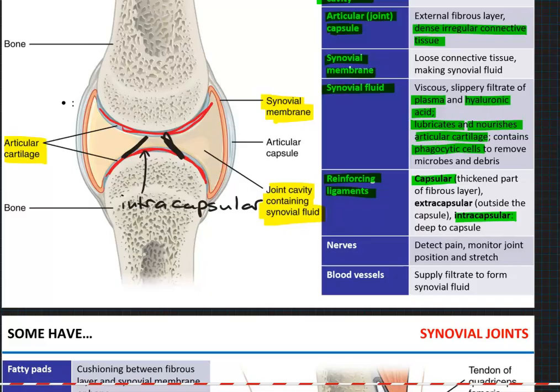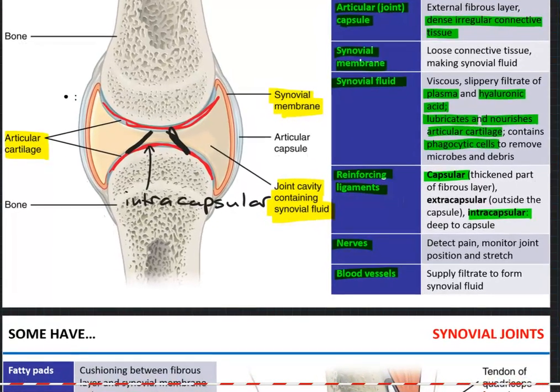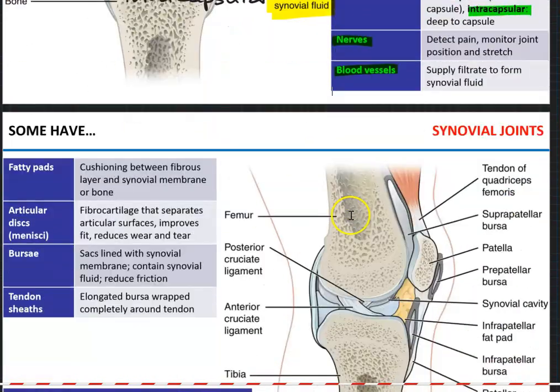Okay? Obviously, there's a fair amount of nerves for proprioception and for pain, and blood vessels. Blood vessels run not through the joint, but mostly through the synovial cavity, the synovial membrane, I'm sorry. Now, the structures found in all synovial joints, but there are some that may or may not be present.